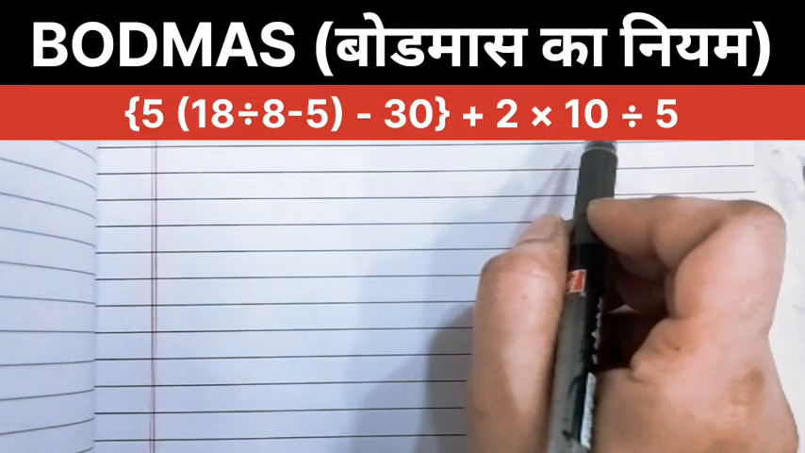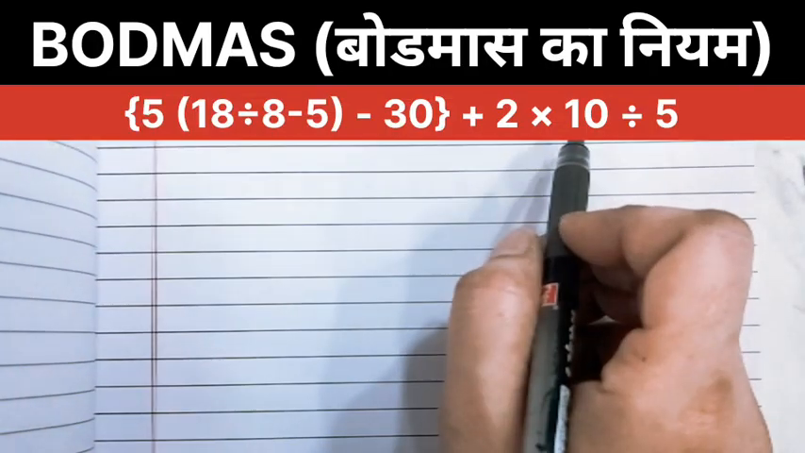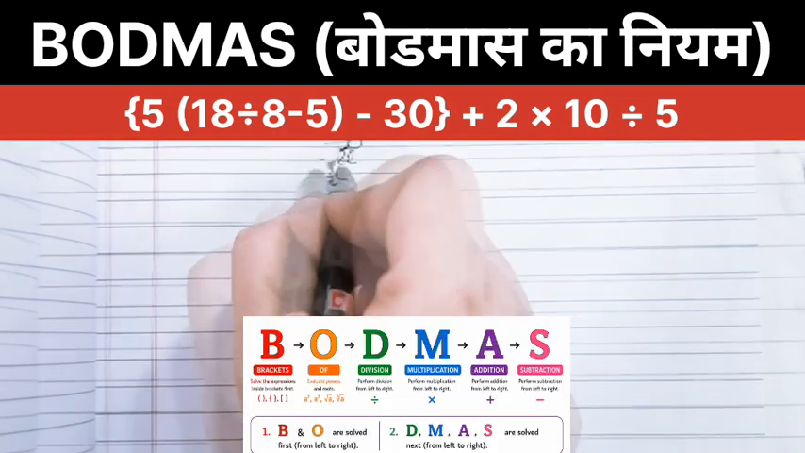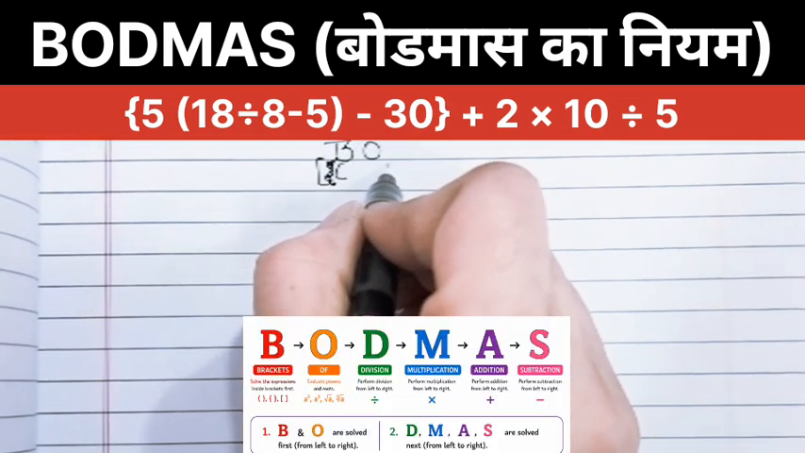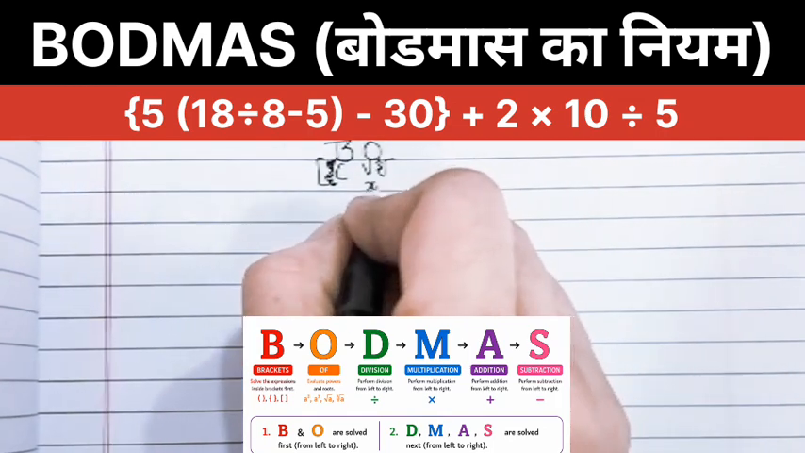Now to solve this expression, we must follow the BODMAS rule, which dictates the order of operations. First, we solve brackets: small bracket, curly bracket, and square bracket. O stands for orders, where we convert into multiplication, square roots, cube roots, and exponents.